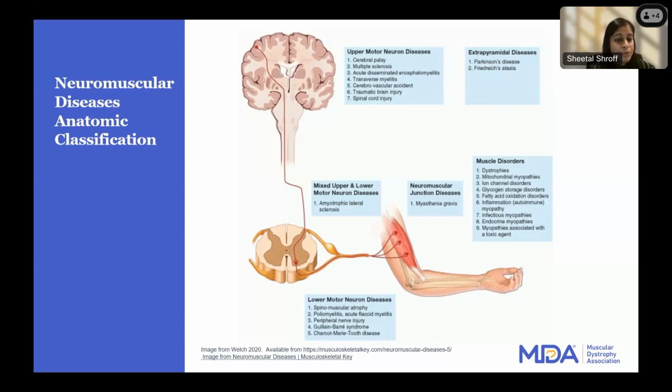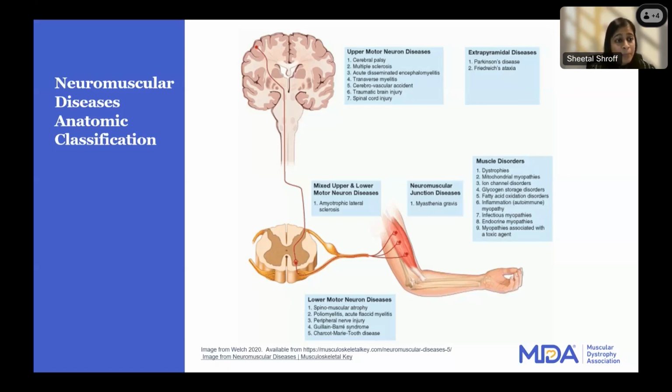Now, the upper motor neuron diseases is anything which affects more in the brain and the spinal cord, like cerebral palsy, multiple sclerosis, transverse myelitis, stroke, traumatic brain injury, spinal cord injury. All these can affect the upper motor neurons.